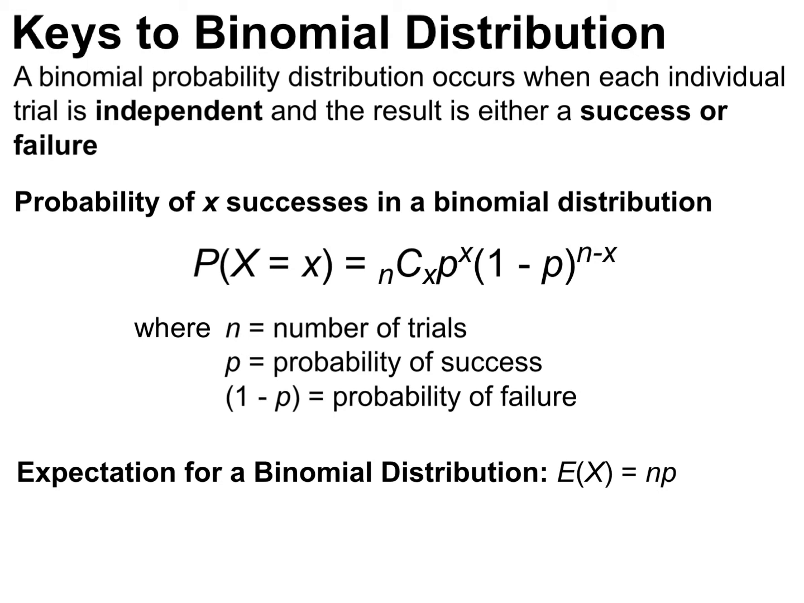And that's the expectation for a binomial distribution. Just do N times P. There's a proof of that. I shared a link with the video if you're interested in looking at the proof.